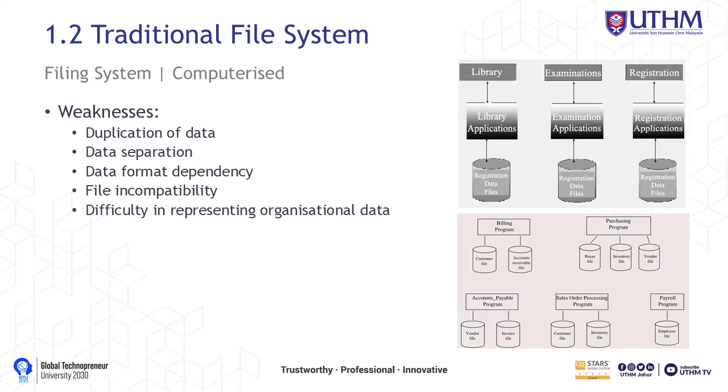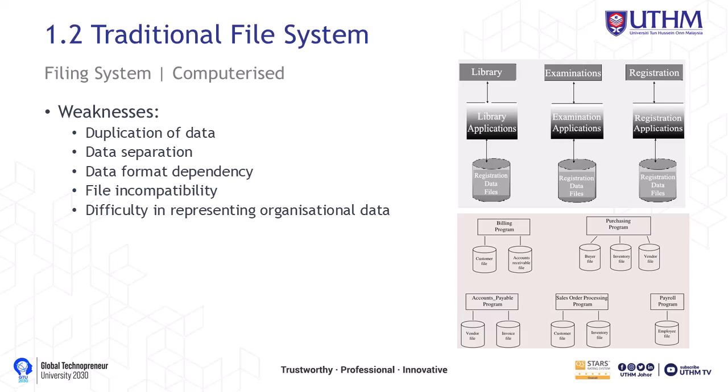Second is data separation. When files are stored in different locations, it becomes difficult to retrieve combined information. This can lead to problems if one department updates data, but others must reflect the changes. Third is data format dependency. When there is a change in file formats, application programs must be rewritten or adjusted. This dependency causes inefficiency when dealing with various file formats.